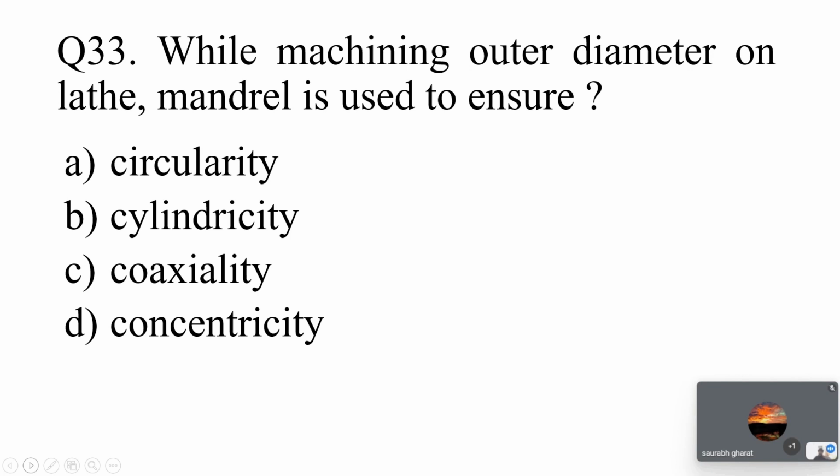So that is the question we have. Circularity, cylindricity, cohesivity, concentricity. So what is the use of a mandrel here? Is it used for circularity, cylindricity, cohesivity, or concentricity? Cohesivity is a completely different part. Cylindricity is a completely different part. Circularity is mostly a different part. That is not a use of a mandrel.